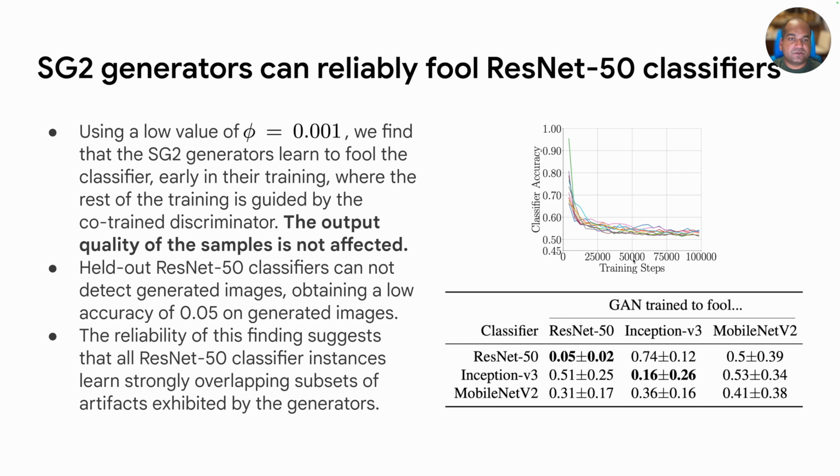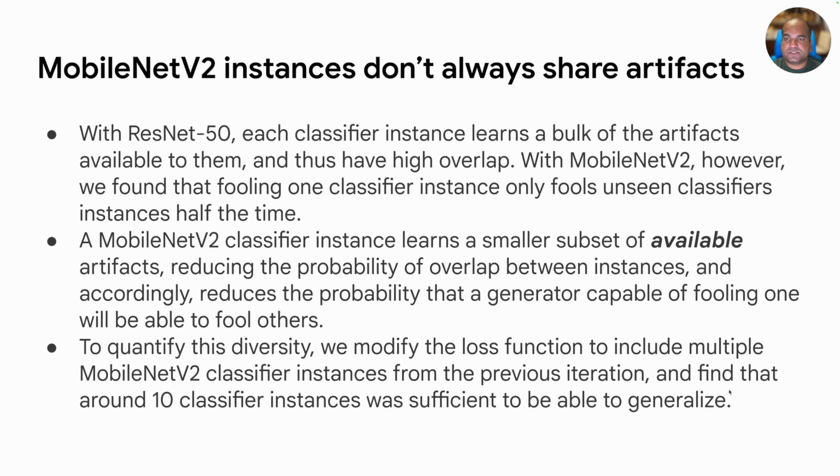In this graph, we show that early on the training is easily able to fool at a low value of phi, 10 to the minus 3, and the rest of the training is guided by the discriminator. What we see with MobileNet is that fooling one MobileNet instance does not mean fooling held out MobileNet instances, which means that not all the MobileNet instances are overlapping in terms of the artifacts learned.